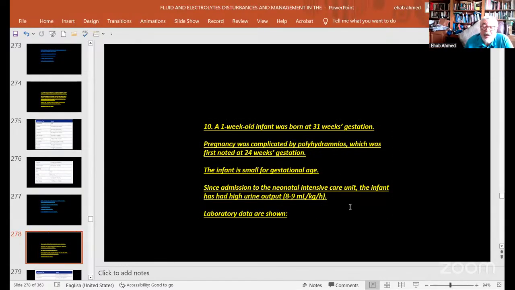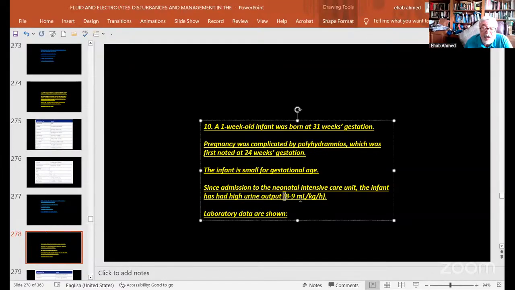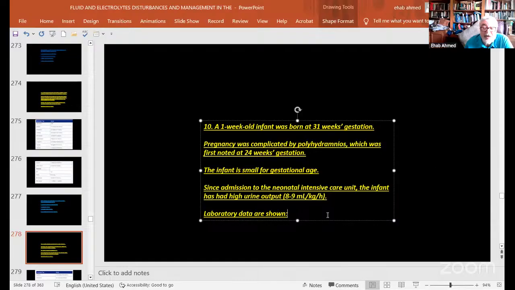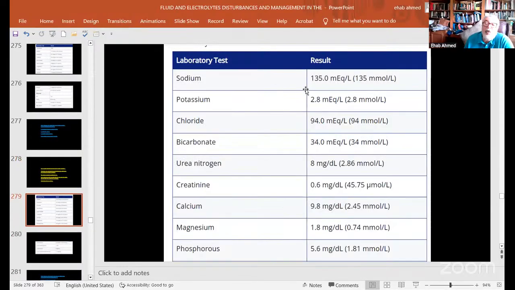Since admission into the NICU, the infant has had high urine output. There is polyuria. So polyhydramnios, SGA, polyuria. Laboratory labs are sodium 135, low, normal. Potassium is low, 2.8. Chloride is low, 94. Bicarb 34, high. Urea nitrogen is 8.